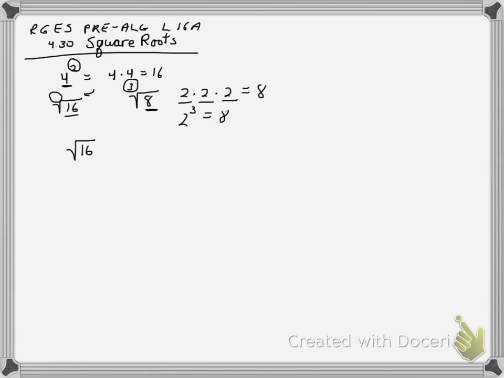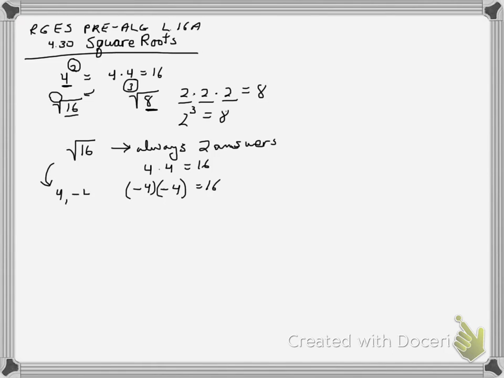Now, when I think of square roots, let's go back to the square root of 16. There are always 2 answers to a square root. Why? Because a positive 4 times itself would equal 16, but also a negative 4 times itself would equal 16. So this has 2 answers, positive 4 and negative 4. When we talk about the principal square root, we're talking about the positive 4.